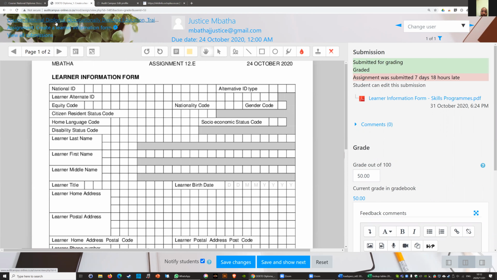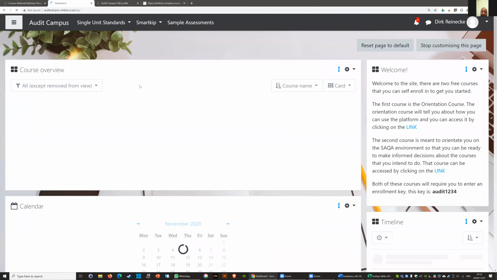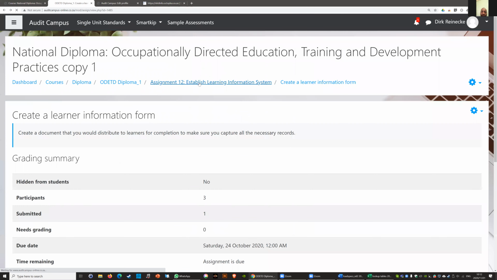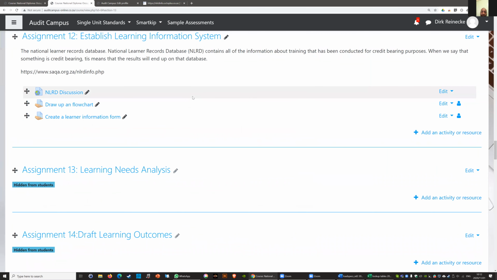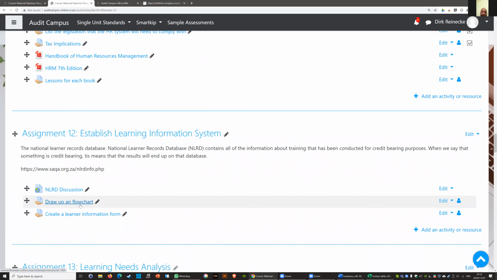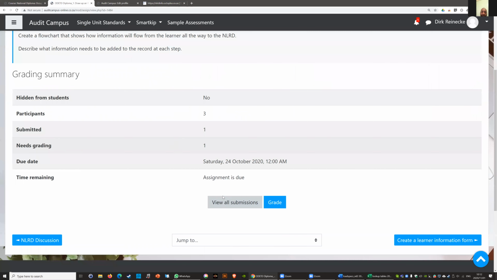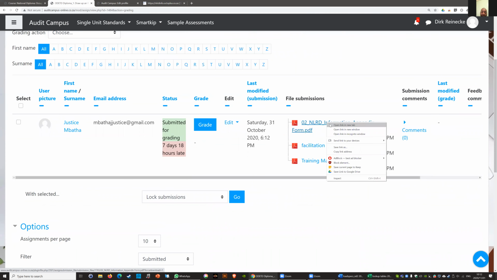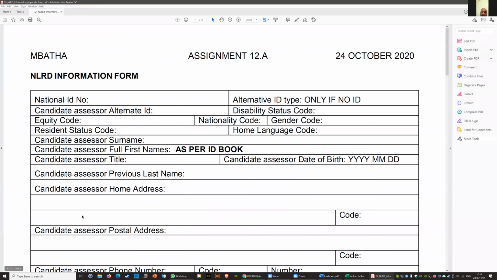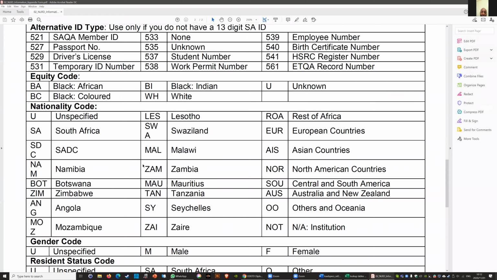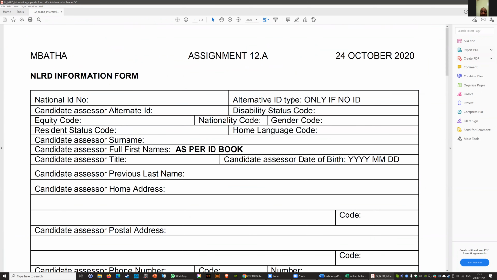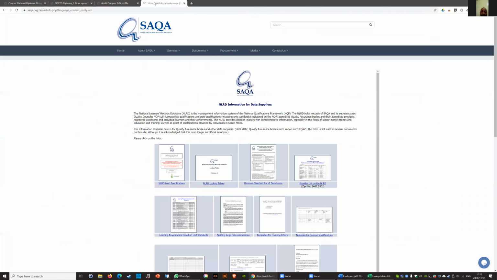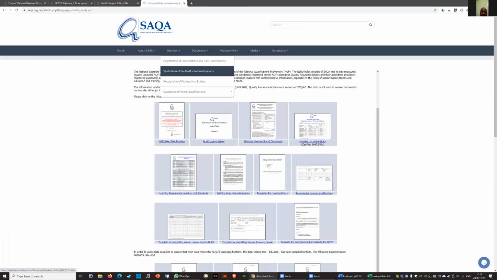The second bit of work that I want you to focus on is the second assignment. Ooh, I clicked a bit back too far there. I want you to draw up a flowchart. At the moment, what you've done here is you've given me a submission of some different documents. I just want to open this one as well. So here you've got your learner information form again.